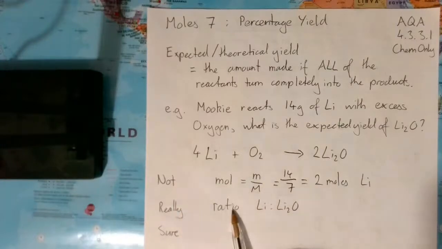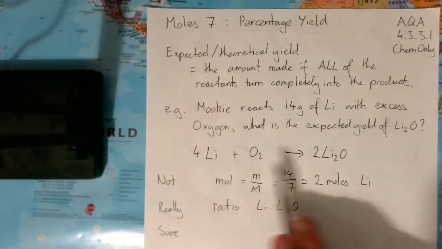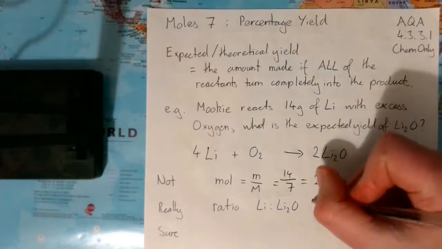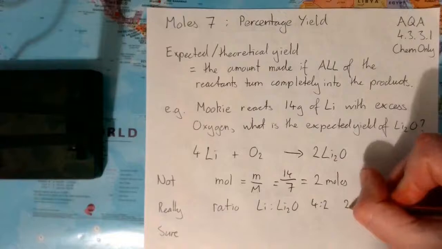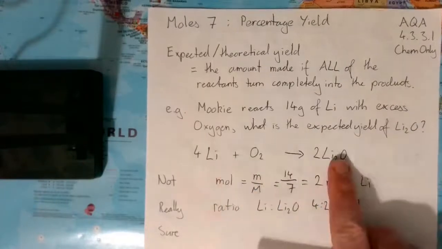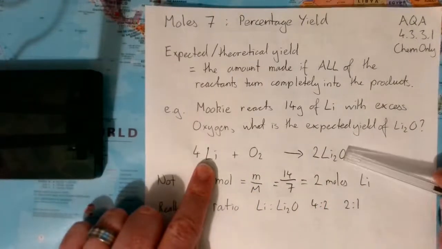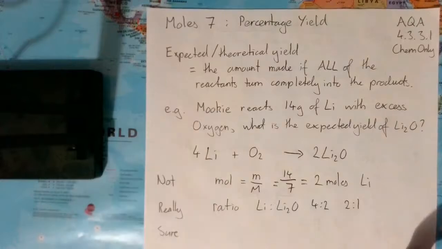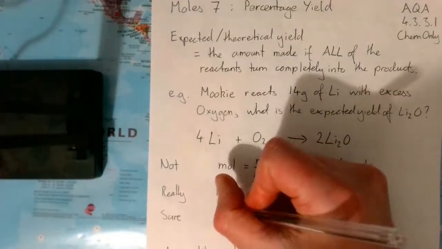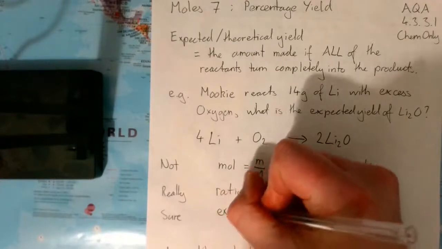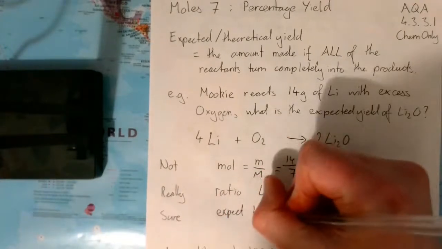Step 2, it's always about the ratio. What's the ratio of lithium to lithium oxide? Well, from the equation, it's 4 to 2. I'm going to simplify that. 2 to 1. For every 2 lithium, you make 1 lithium oxide. Oh look, we have 2 moles of lithium, so therefore you would expect 1 mole of lithium oxide.